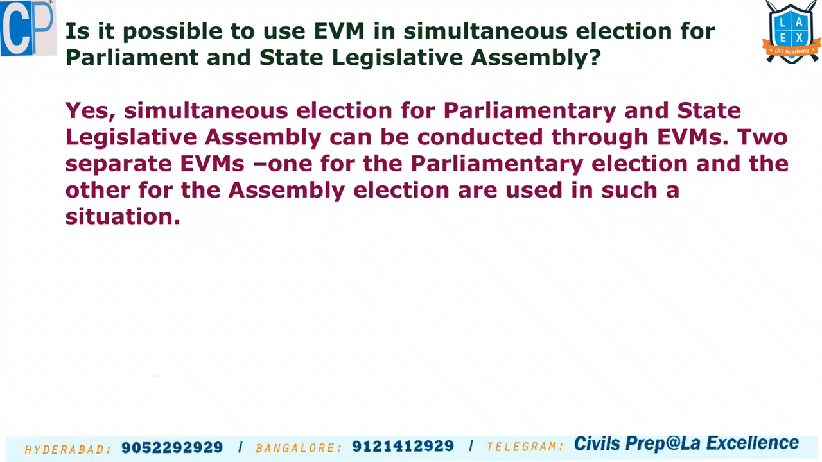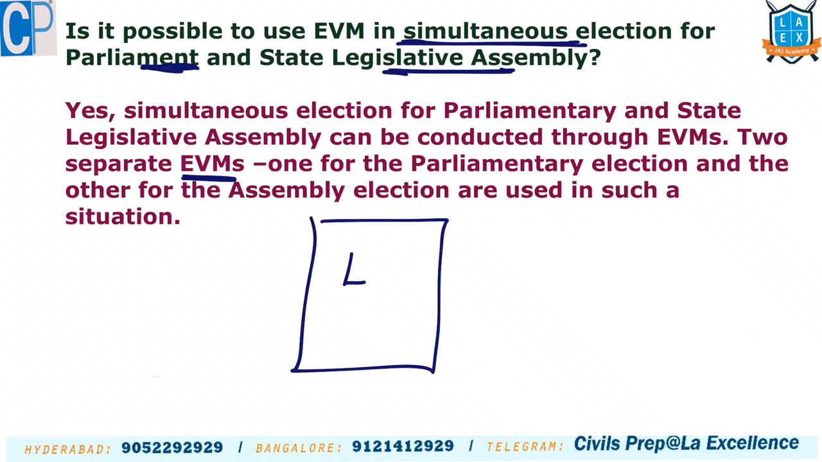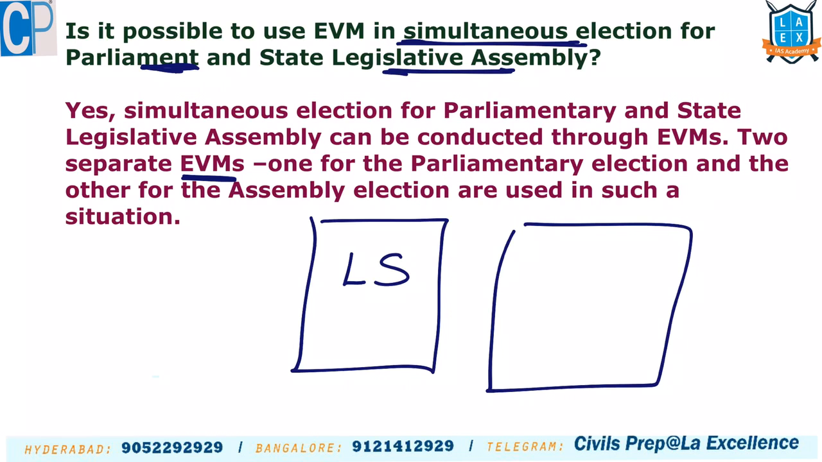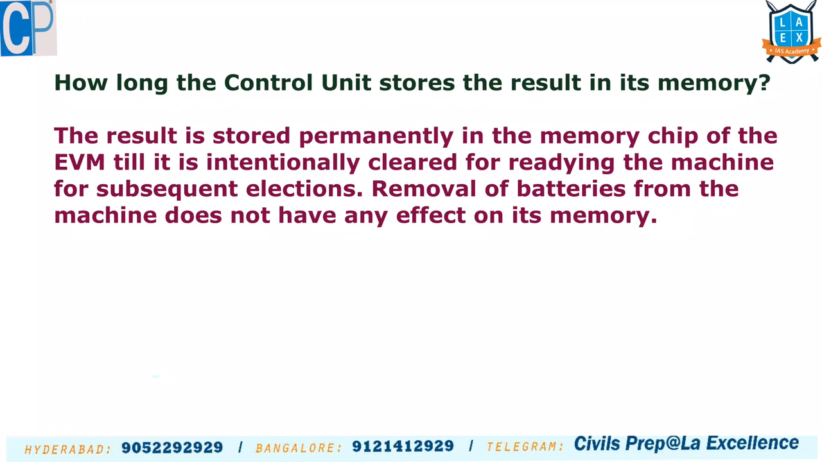If there is a simultaneous election in a state, both for the parliament, that is the Lok Sabha election, and for the state legislative assembly, can EVMs be used? Yes, if there is a parliamentary election and a state legislative election simultaneously, 2 EVMs are kept. Separate EVMs, one for the Lok Sabha election, one for the state legislative assembly election. This can be done.